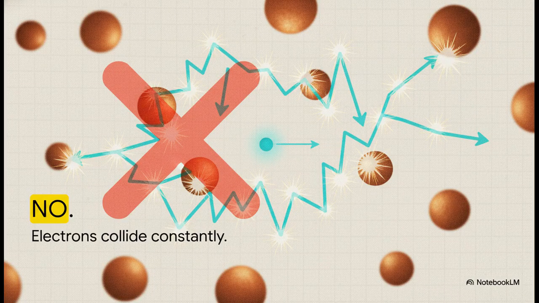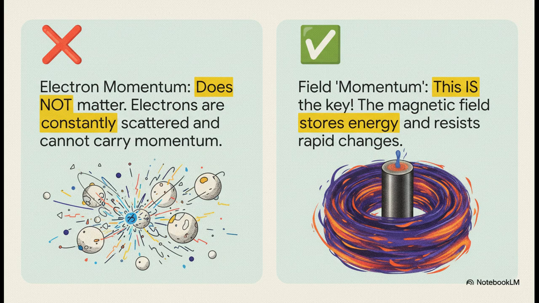The world inside a wire is absolute chaos. Electrons are constantly smashing into the atoms of the copper. We're talking every 10 or so femtoseconds. A femtosecond is a quadrillionth of a second. It's so fast. They basically forget which direction they were headed in an instant. So their own individual momentum, it means nothing. It's not the answer.